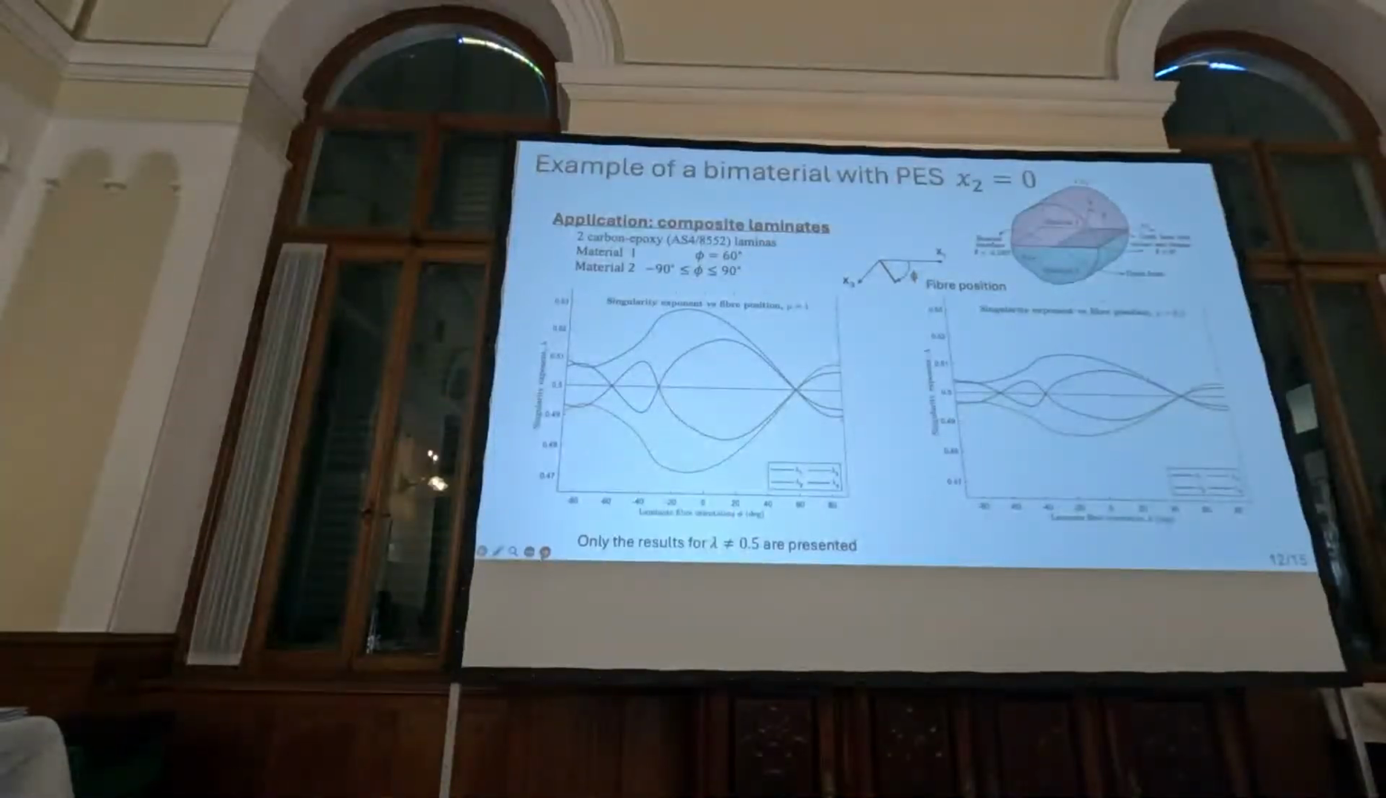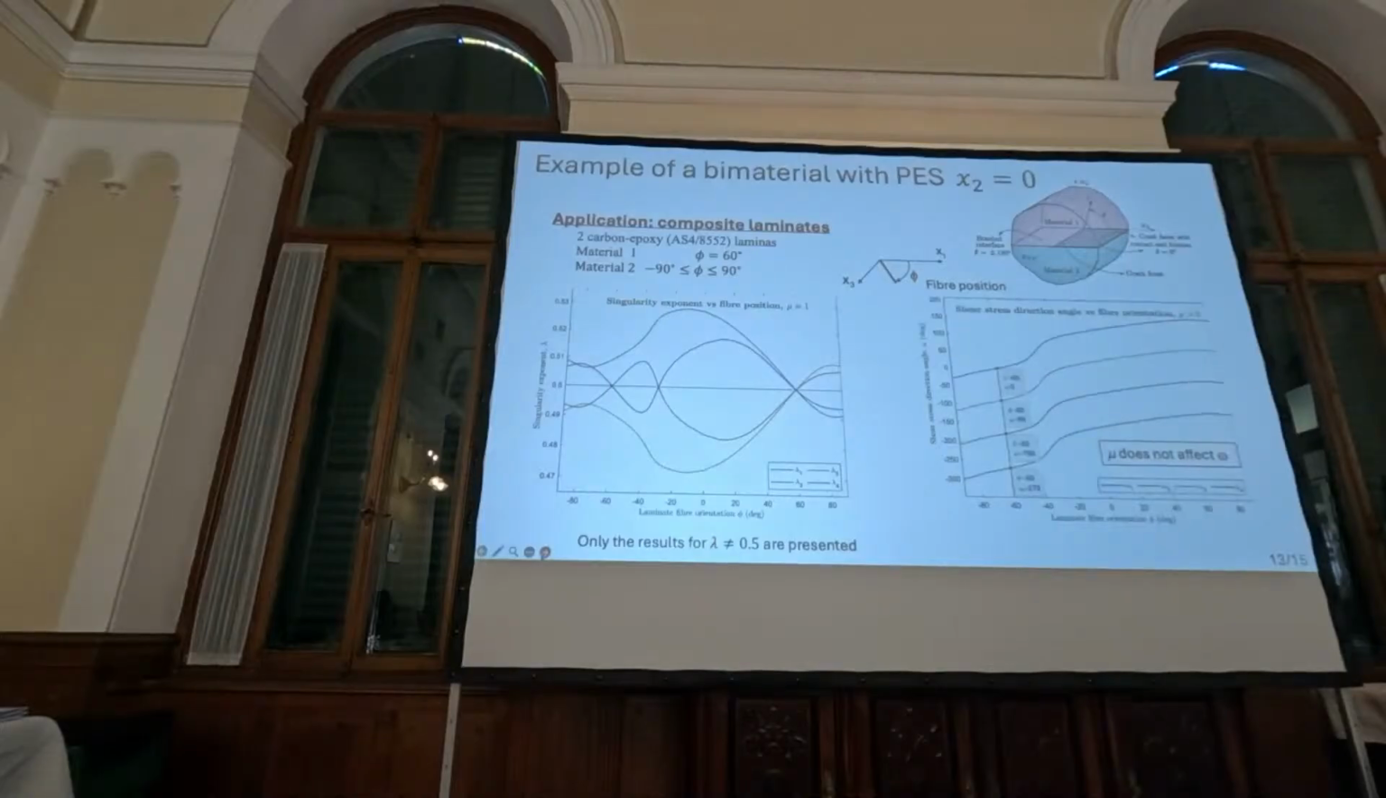We consider here just lambda different from 1/2, and we see that if the friction coefficient is smaller, this variation of the singularity exponent is smaller. If you look at the angle omega, it is independent of the friction coefficient, and this is a totally new result. It changes with the orientation of the fibers in material 2, and for the laminate plus minus 60, these angles omega are 0, 90, minus 90, 180, etc.